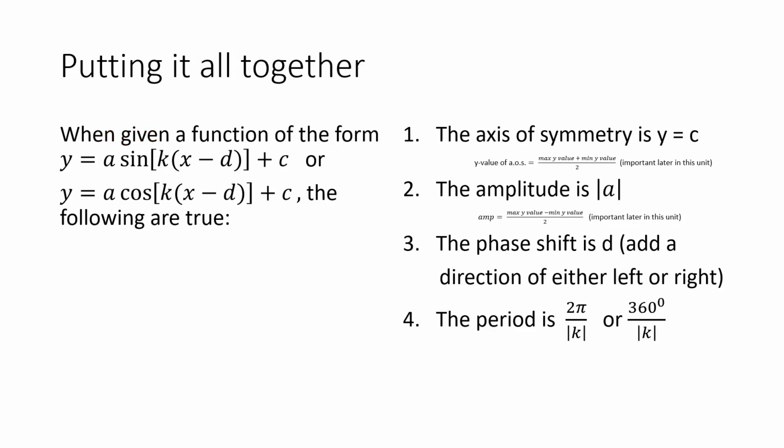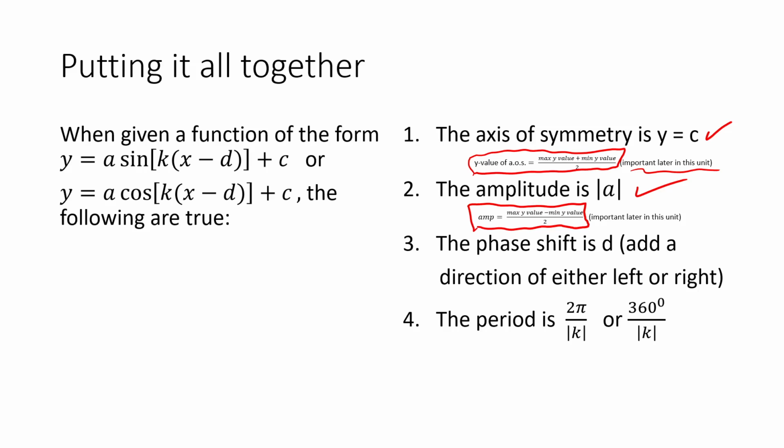Now, when we put it all together, if we're graphing a curve of the form y equals a sine of k(x minus d) plus c, or y equals a cos of k(x minus d) plus c, the following will always be true. The axis of symmetry will be y equals c every time. And it's sometimes helpful, later in this unit, to remember that c will be equal to the maximum y value plus the minimum y value over 2. Also, it's important to remember the amplitude will always be the absolute value of a, and later in this unit we'll see that it's important to remember that that's going to equal the maximum y value minus the minimum y value, quantity divided by 2.